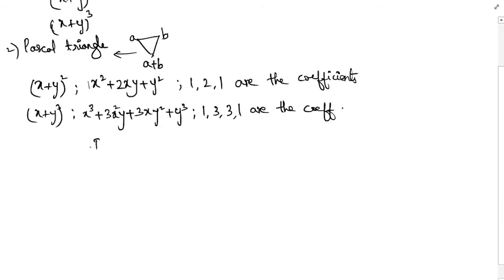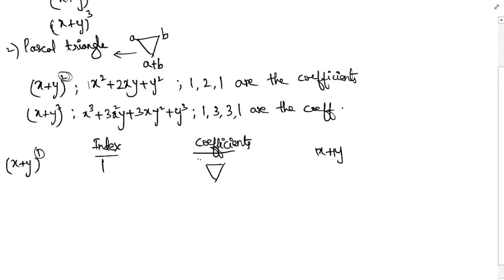Now in a similar way we will see what is there in the textbook. If the index is 1, this is the index, so it will be x plus y whole power 1. If index is 1, then what are the coefficients? They are from x plus y, so 1 and 1, right? So coefficients will be 1 and 1.